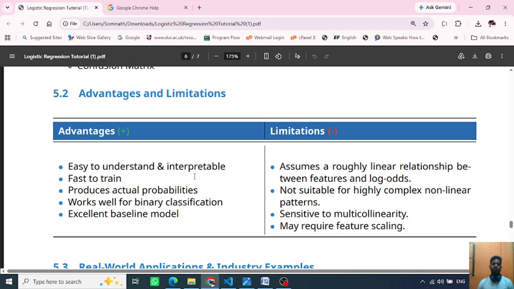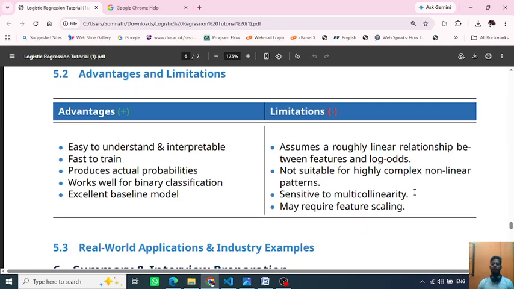Advantages: easy to understand, interpretable, fast to train, produces actual probabilities, works well for binary classification, excellent baseline model. Limitations: assumes a roughly linear relationship between features and log odds. Not suitable for highly complex nonlinear patterns. Sensitive to multi-collinearity, may require feature scaling.